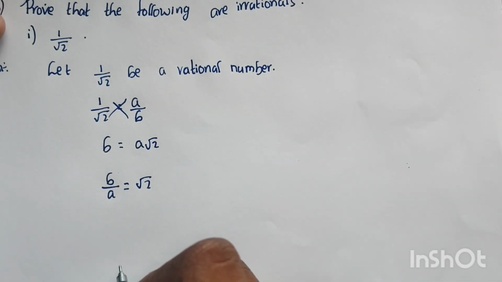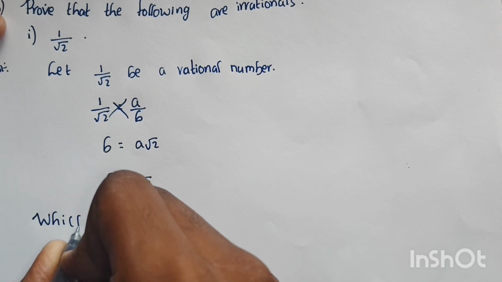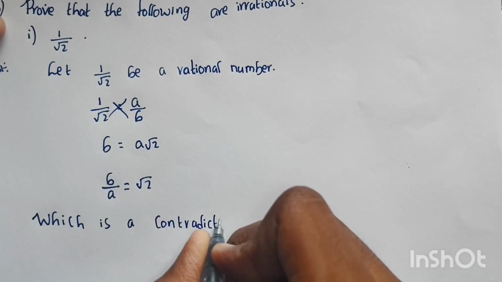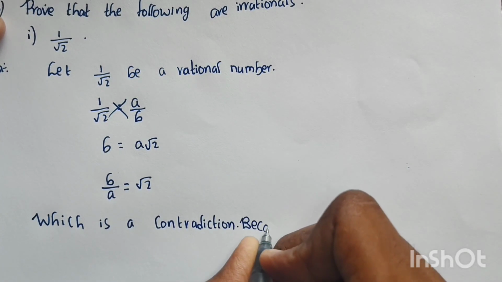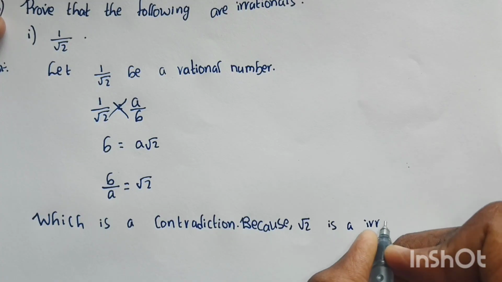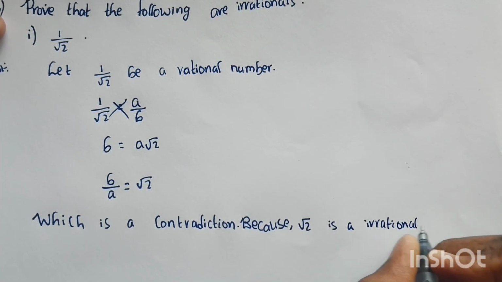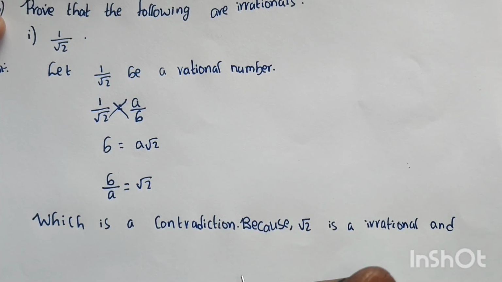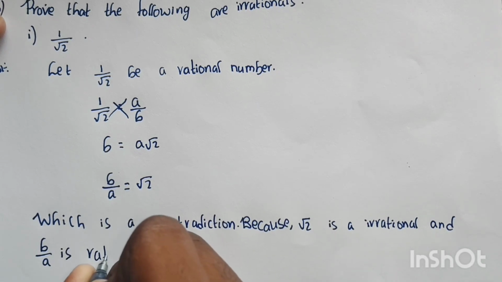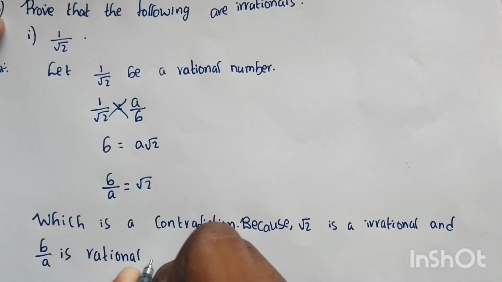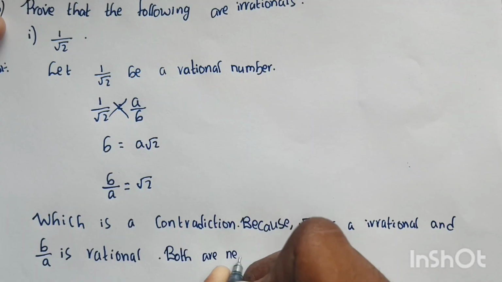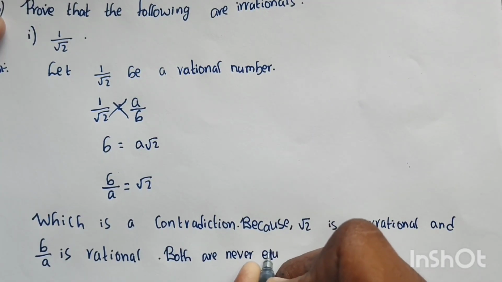We got it. So, which is a contradiction, because square root of 2 is irrational, and b by a is rational. Both are never equal.